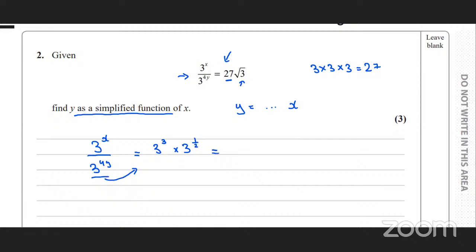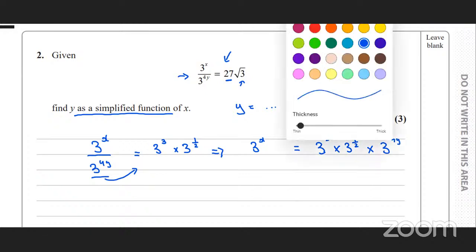So this is going to give me 3 to the x divided by 3 to the power 4y equals, sorry, I need to take this to the right hand side. So I will not write it here. And this will give me 3 cube into 3 to the 1 by 2 multiplied by 3 to the 4y. Now we need to use a rule.